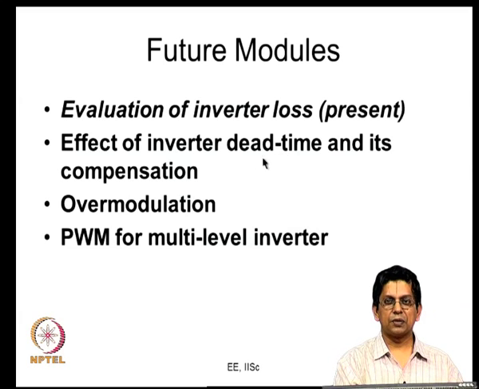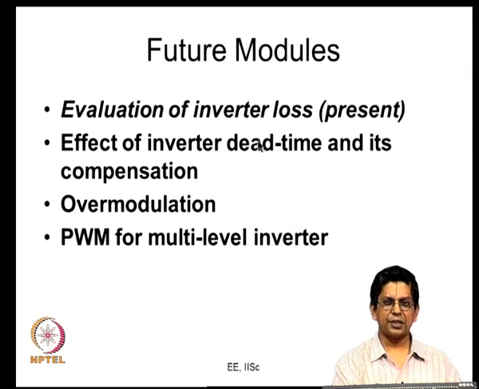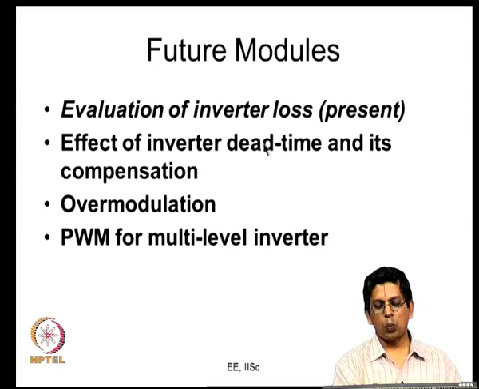So, practical devices will have certain amount of power drop when they are on, and they will take a finite amount of time to turn on and turn off. They will have certain amount of switching energy loss and so on. So, we will try to calculate the conduction and the switching energy loss. The further modules to come would be the effect of the inverter dead time. So, what is that? As I just mentioned, practical devices take a finite amount of time to turn on and turn off. So, the devices in one leg are switched in a complementary fashion.